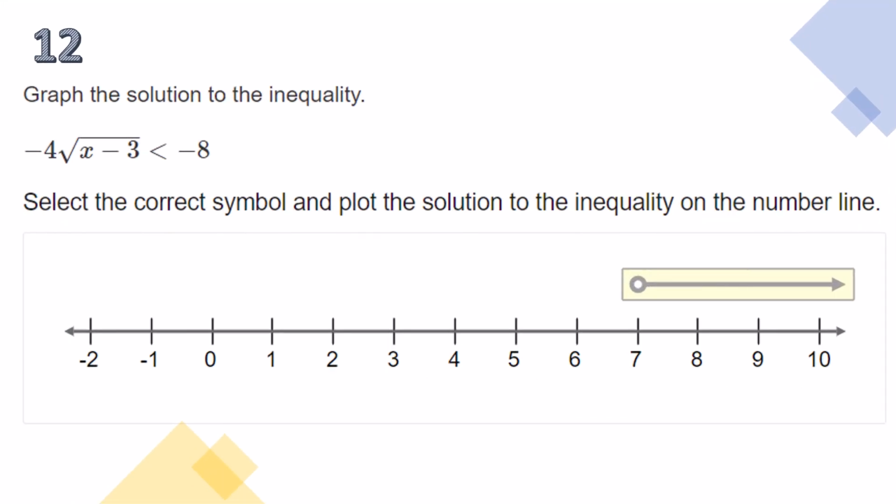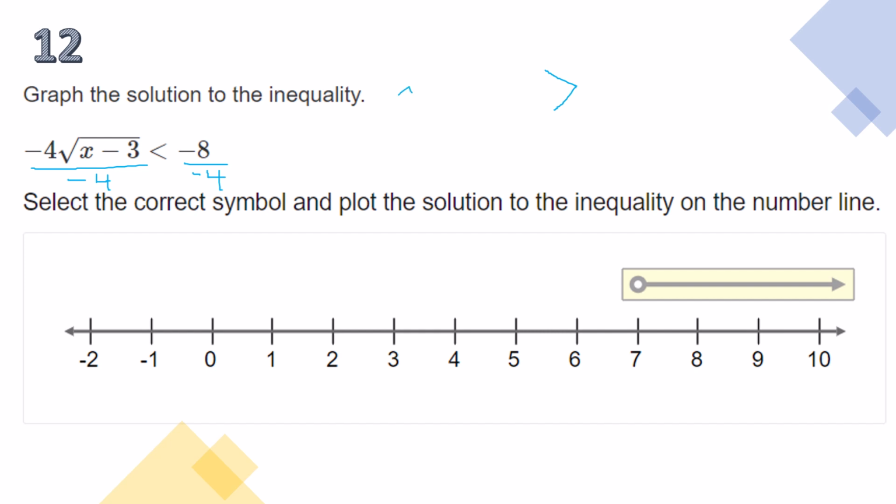Now we're asked to graph the solution. So what we need to do is get rid of this radical, so we need to square both sides. If you decide to divide by 4, you're going to have to remember to flip that radical. I'm going to start with dividing both sides by -4. If you divide by a negative, you've got to remember to change the direction of your inequality. So this is going to be greater than.